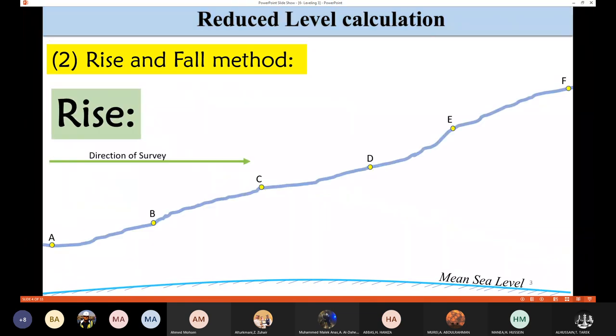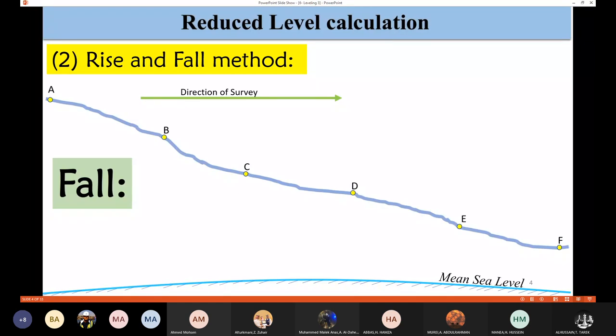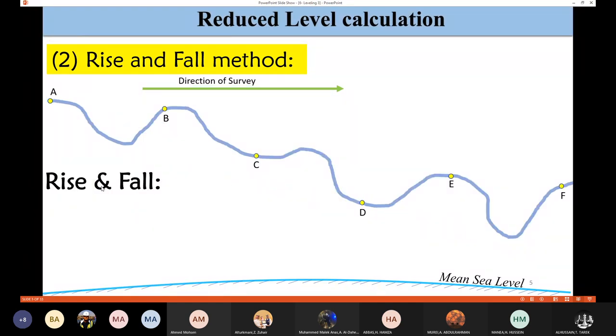Okay, so either we have a rise or a fall. In most cases, you are going to get rise and fall. Sometimes this point is lower than that point, and sometimes this point is higher than that point. So in this case, I have a fall and another fall and another fall. Here I have a rise and here I have another fall. Most cases you are going to have rise and fall. So why do we need to understand whether we have a rise or fall? Because we are going to use this concept in order to understand the rise and fall method.